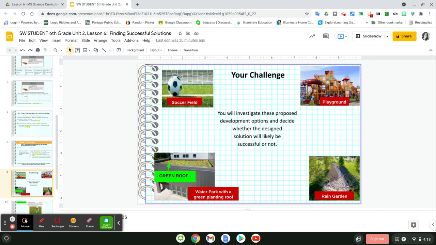Okay, so the planning committee said, all right, we've narrowed it down to these four different options. So we're going to investigate these options. They said a soccer field, a playground, a water park, but on the water park, on the roof of it, we will do a green planting roof. Okay, and then a fourth option would be a rain garden. All right, so let's remember we've got some criteria that we're going to look at, and we have some constraints, and we're going to look at what the planning committee has decided are the criteria and what are the constraints. So now we have to review those.